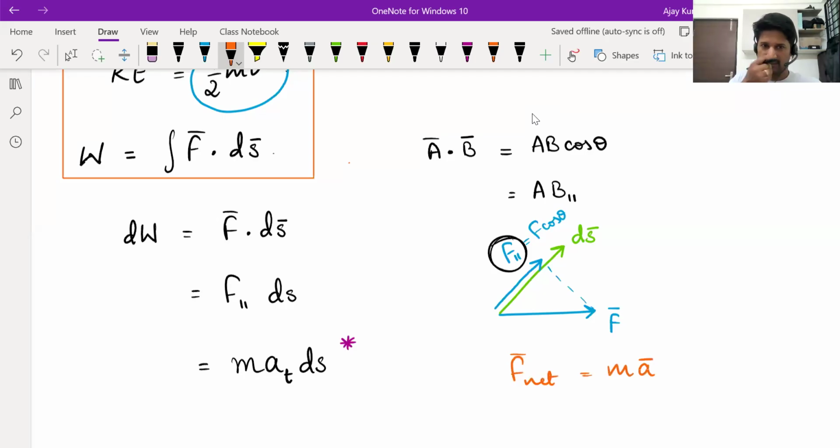Look at what we have done here in the steps that I have written on the left side. I equated tangential force to mass into tangential acceleration. Now you can't just consider one of the forces and equate it to mass into acceleration. That would be wrong. If multiple forces are acting on an object, you can't just take one force and equate it to mass into acceleration. It's always net force is mass into acceleration.